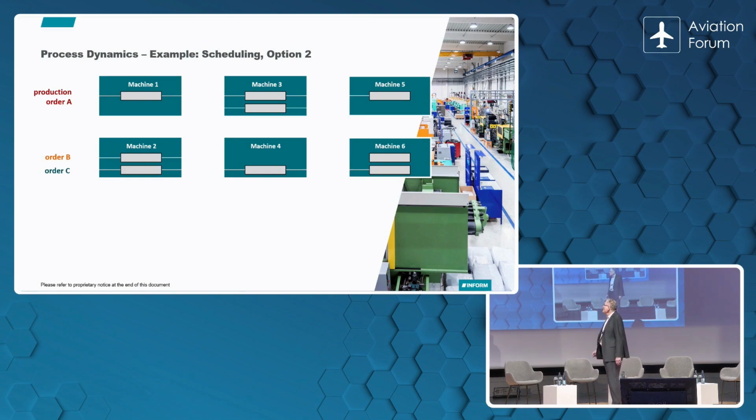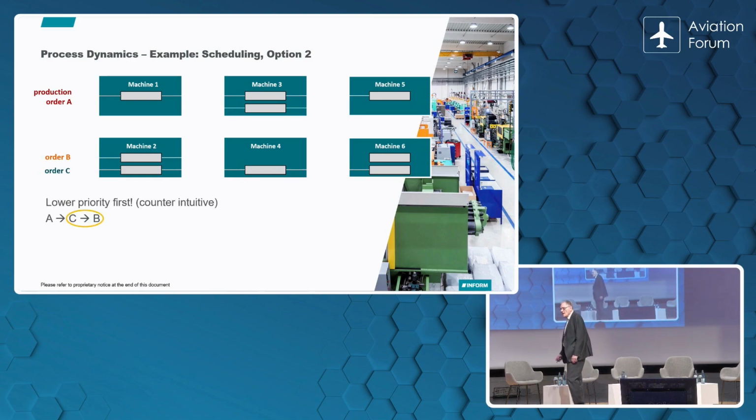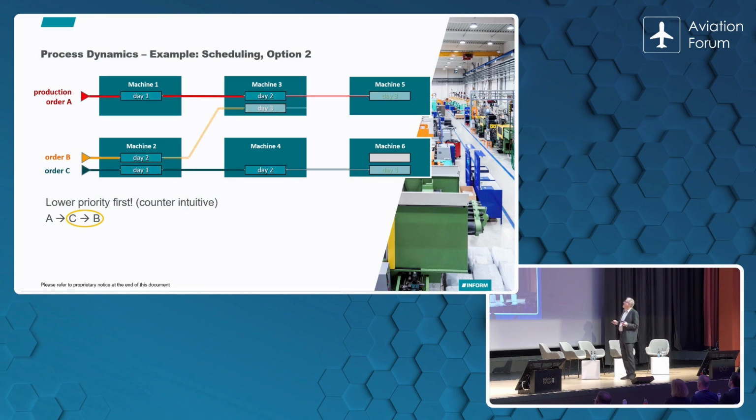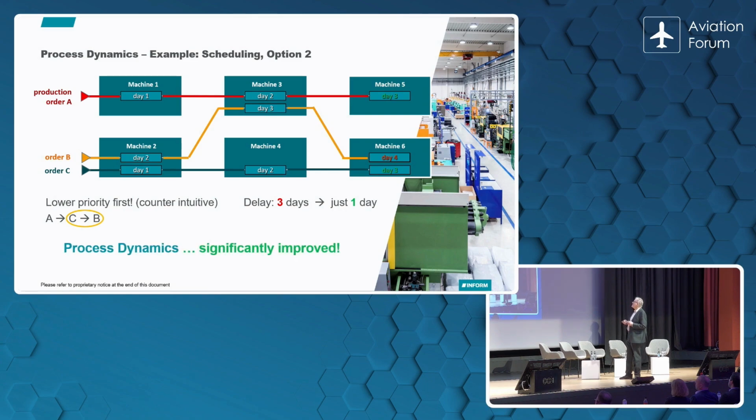Another option would be I do something entirely out of whack. I start with a lower priority. So I start with order A, but then I take order C, and then the higher priority order number B. This is counterintuitive, but if I do it and I look at the flow through my workshop, what happens is I just have a single day of delay across all 3 orders, which is significantly better. It's not just a little bit better, but it's significantly better than the first option. So what we learn here is it really matters.